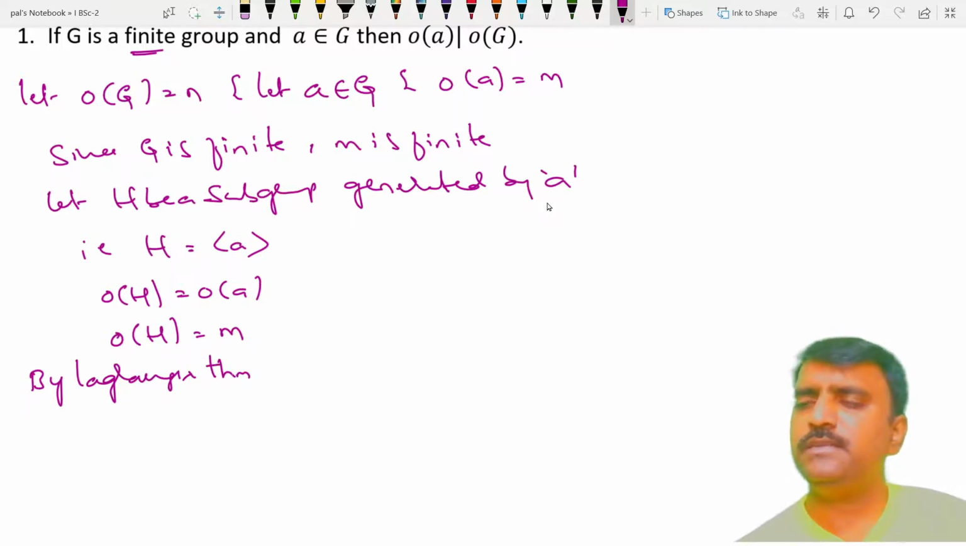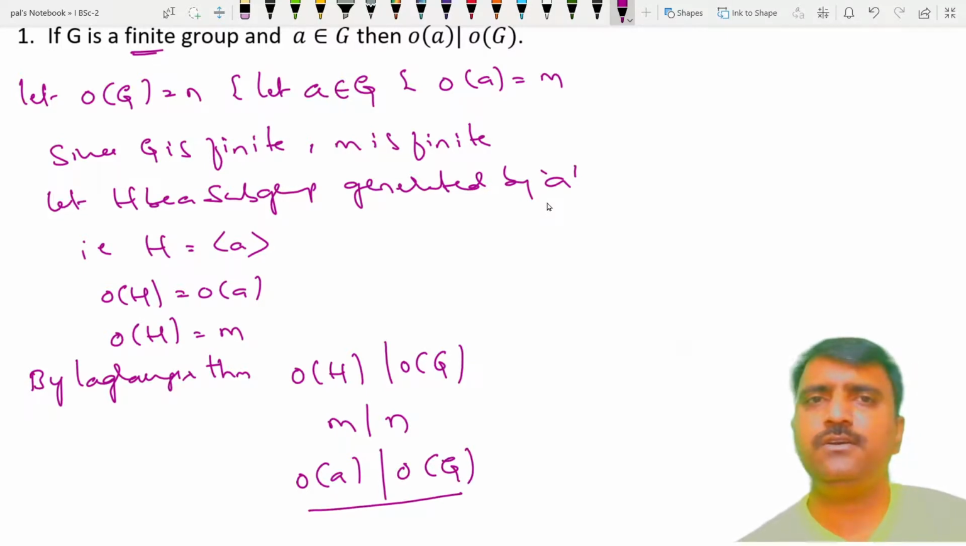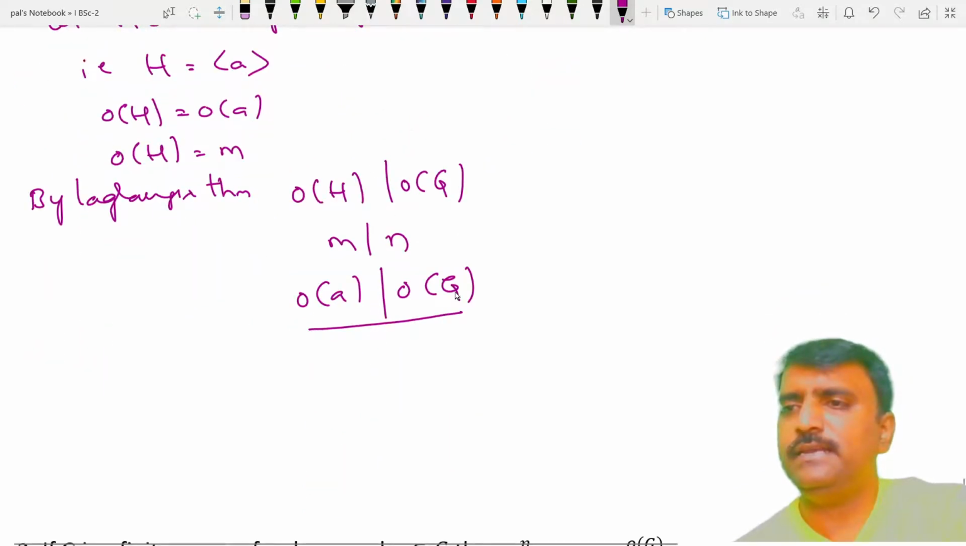So what does Lagrange's theorem state? Order of H divides order of G. What is order of H? Order of H is m. M divides n. So what is m? M is order of A, right? That divides, what is n? Order of G. So order of A divides order of G. So it is one of the consequences of Lagrange's theorem.